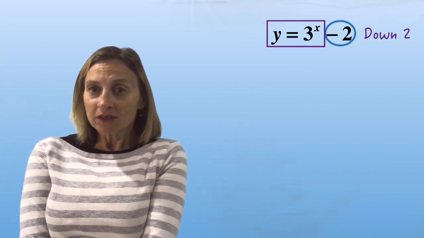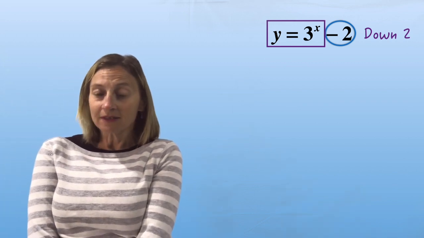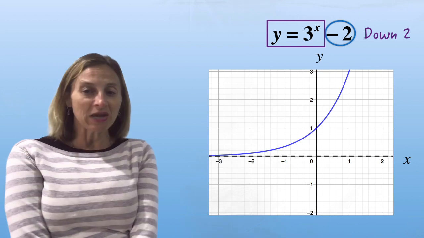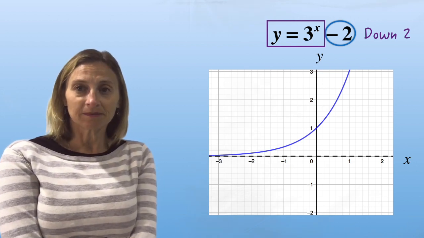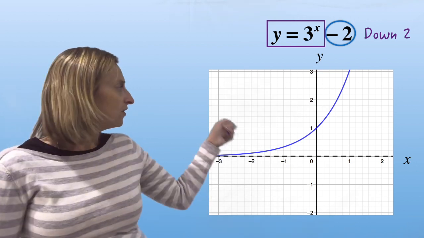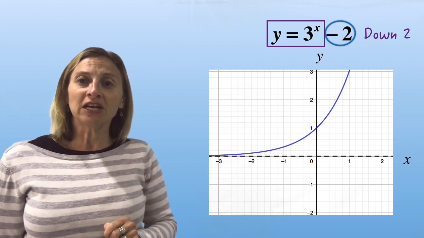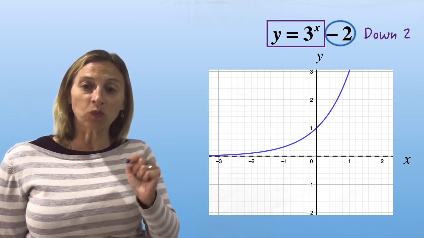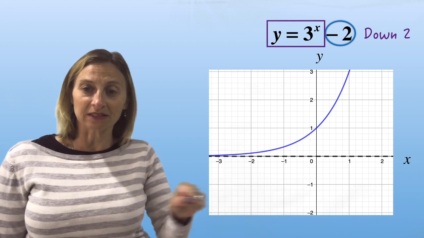What do we do first? We draw our basic curve. Great. Hope you can all do that. So we have y equals 3 to the x, which will look like this. Don't forget to label your asymptote, which is y equals 0 along the x-axis. See the dotted line?